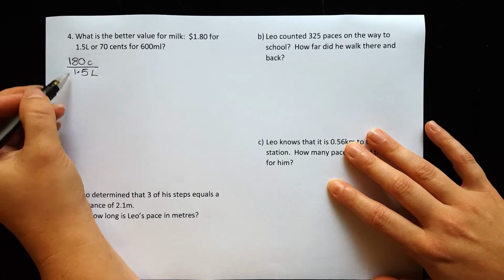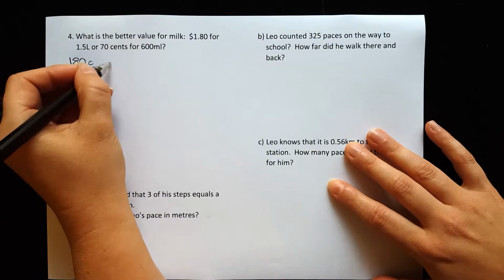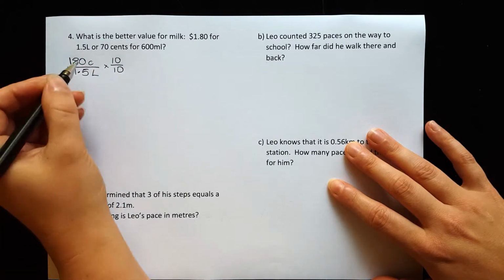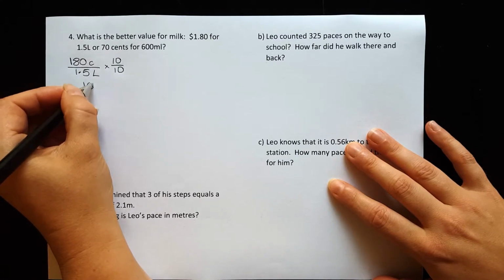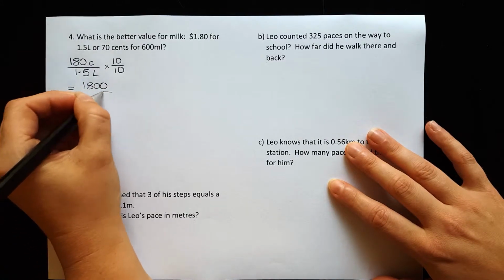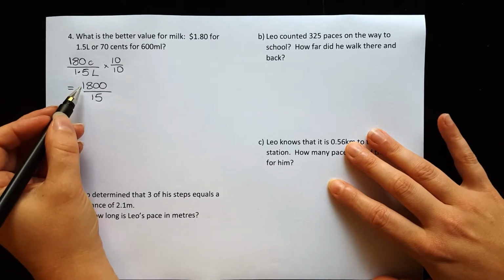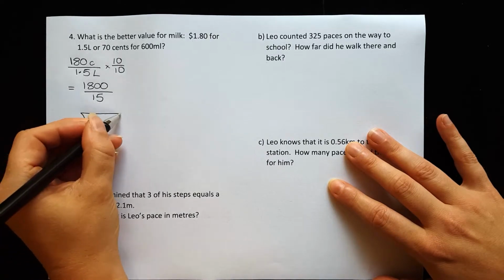Now I want to divide those numbers, so I can't divide by a decimal. I'm going to times the top by 10 and the bottom by 10 to move the decimal point over one spot. That will give me 1,800 on the top and 15 on the bottom. Now to divide those, I need to do my divide sign.